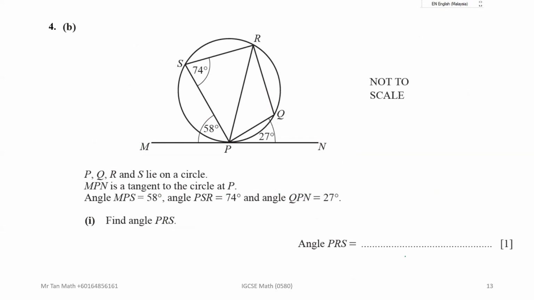PQRS lies on the circle. MPN is a tangent on the circle at P. Angle MPS equals 58, angle SPR equals 74, and angle QPN equals 27. Find angle PRS. So just focus on this triangle.